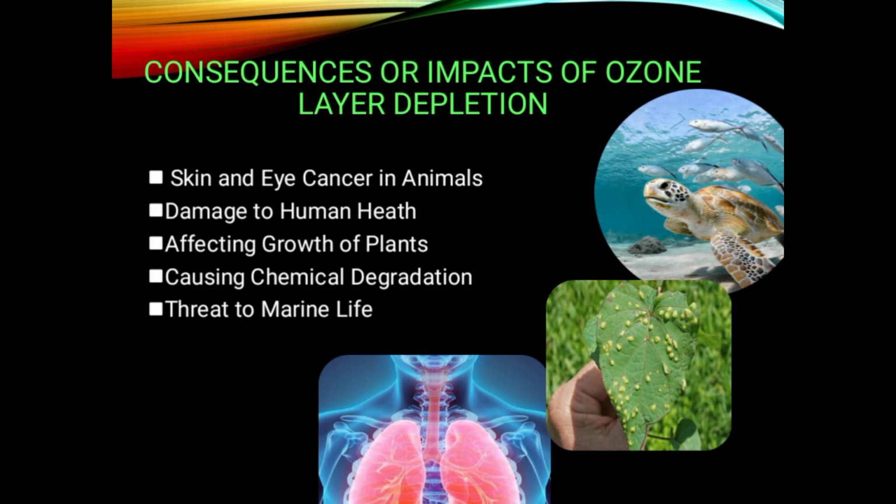It can also pose a serious threat to marine life. How does this happen? The growth of certain marine planktons decreases when they are exposed to high ultraviolet light. Also, severe reproductive defects occur in fishes. And you know what happens when there is a reproductive defect? It leads to a decrease in the population of these fishes.